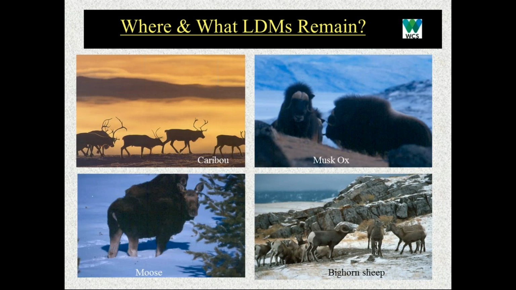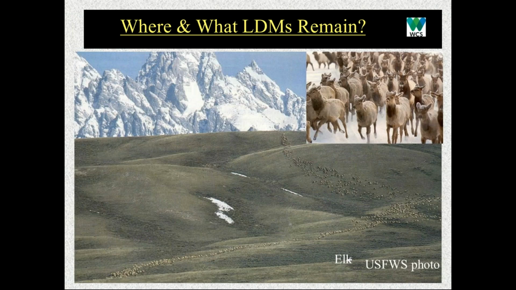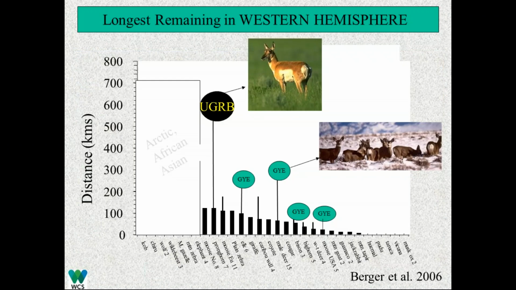Here closer to home, we have many species that migrate, including world champion migrators like barren ground caribou, but species like muskox, moose, and bighorn sheep all migrate. And then in places like the Greater Yellowstone ecosystem, we have world famous migrations, such as the elk migration that occurs down to the National Elk Refuge in the Jackson Hole region.